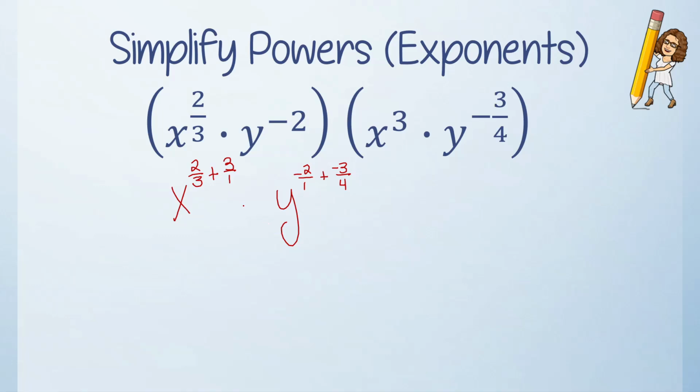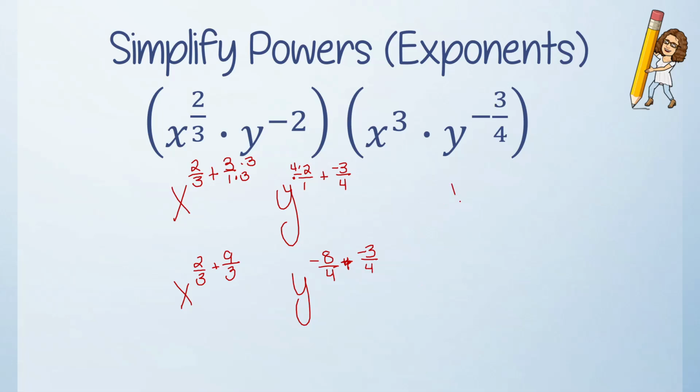I need to get a common base, or a common denominator, excuse me. I'm going to multiply by 3 here. I'm going to get x to the 2/3 plus 9 over 3. I'm going to do the same thing to the y's. I'm going to get y to the negative 8/4 plus negative 3/4.